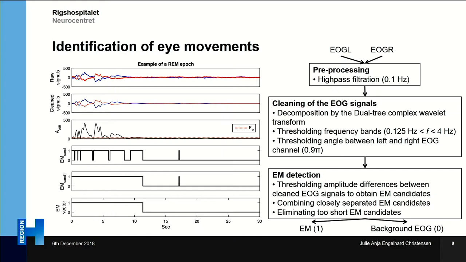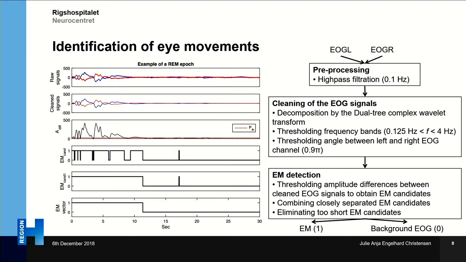Then we did another process, where we combined the closely separated eye movement candidates. And lastly, we eliminated the too short ones. So we ended up with this vector saying that this first period of this epoch contains eye movement. So we do not detect individual eye movements by using this method. We merely detect the periods, or the whole bunch of eye movements, that are present.